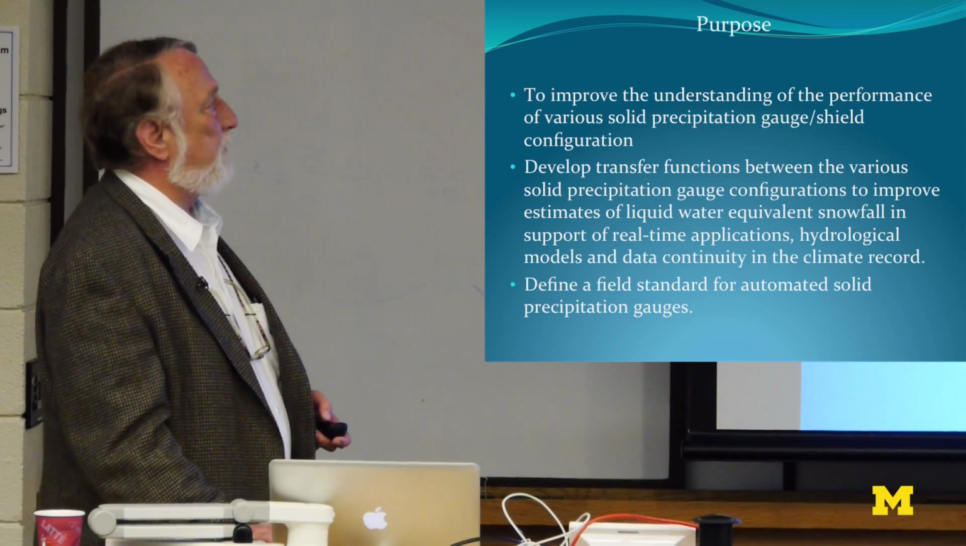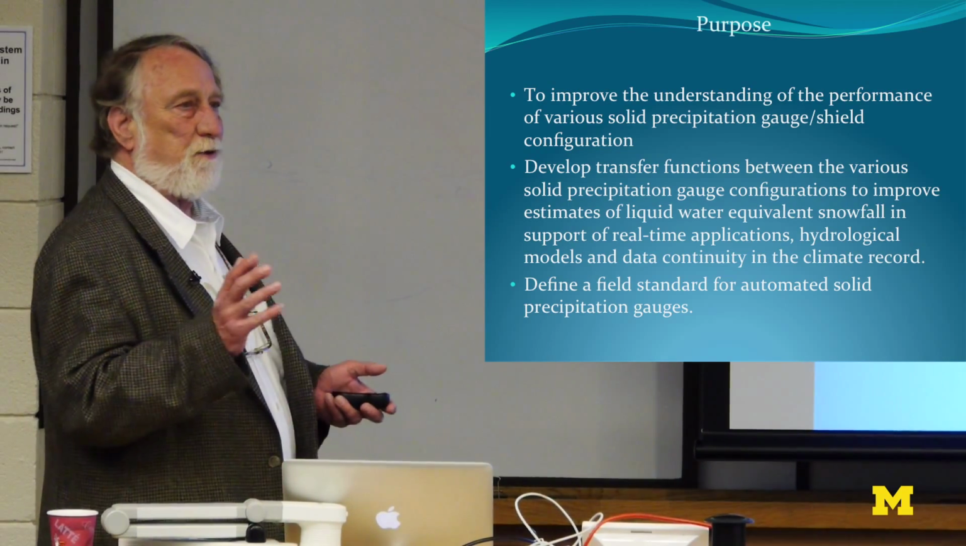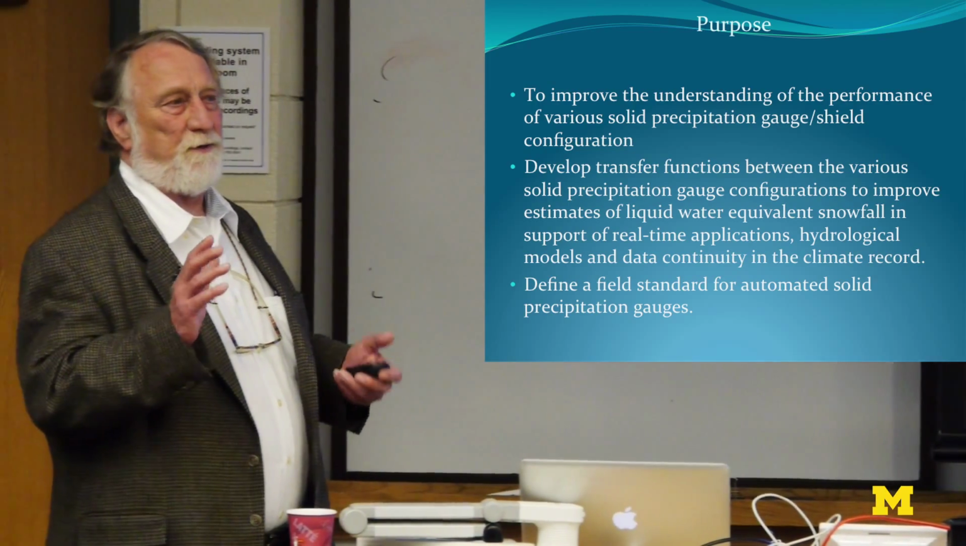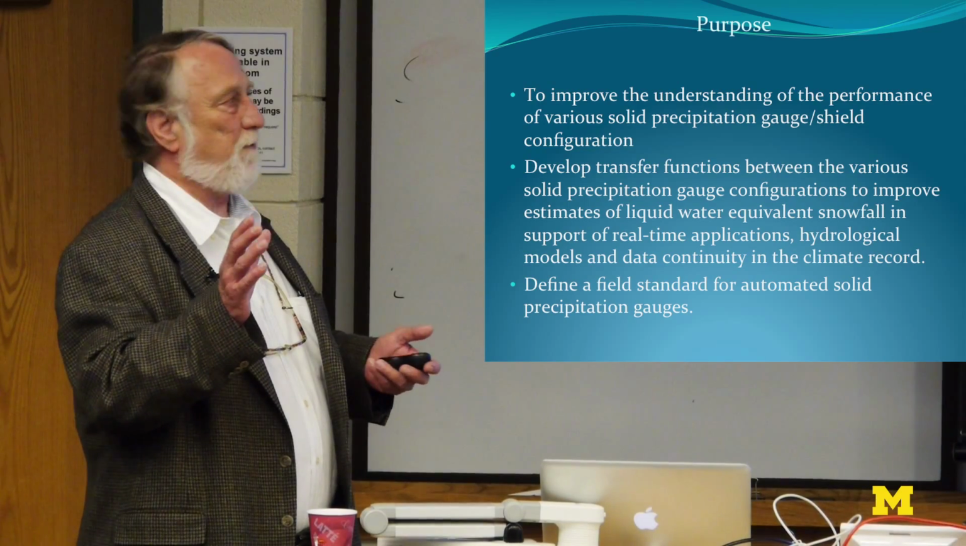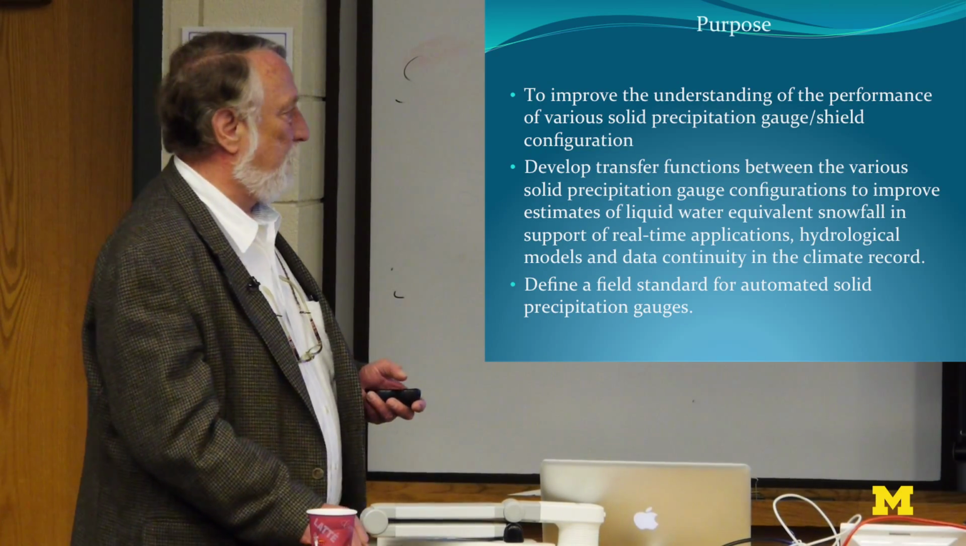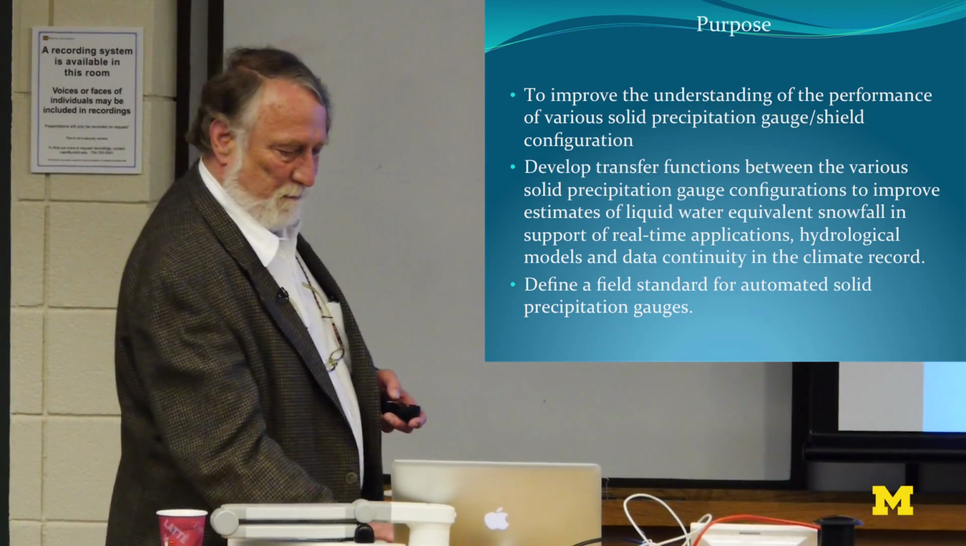So we're trying to improve the understanding of the performance of different solid precipitation gauges, try to develop transfer functions between different systems. Some have shields, some don't have shields, some gauges are shaped differently than others. And also try to define a field standard for solid precipitation measurements.